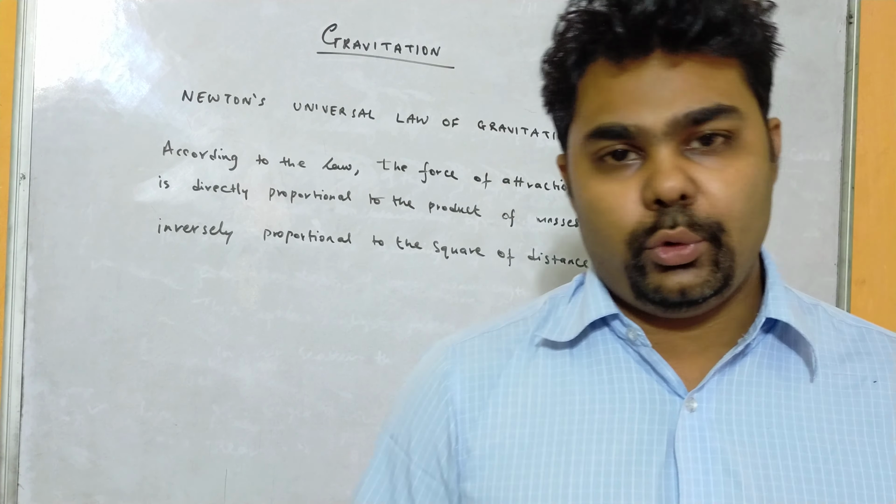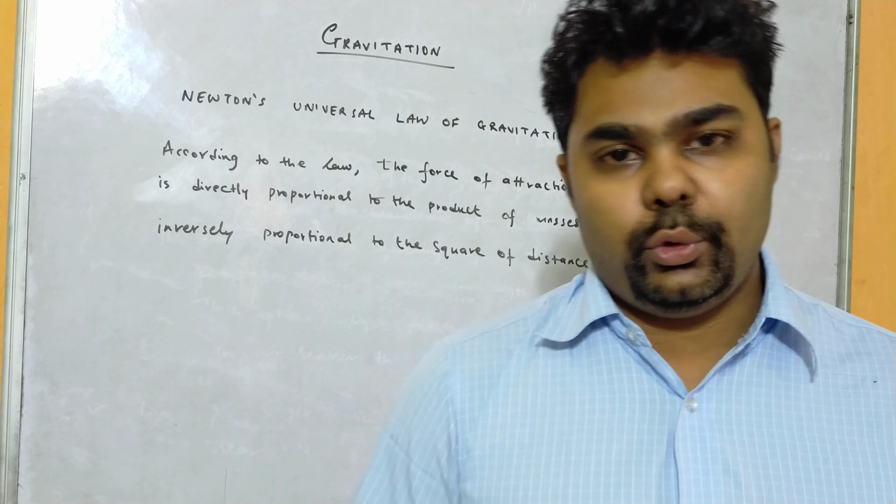Now in order to define this gravitational constant, let us consider two masses of unit mass, maybe 1 gram or 1 kg, at a distance of 1 meter or 1 centimeter. If M1 is 1 gram and M2 is 1 gram, and the distance between them is 1 centimeter, then substituting all the values, G equals F into 1 square divided by 1 into 1. That means G equals F. So this we have defined here.